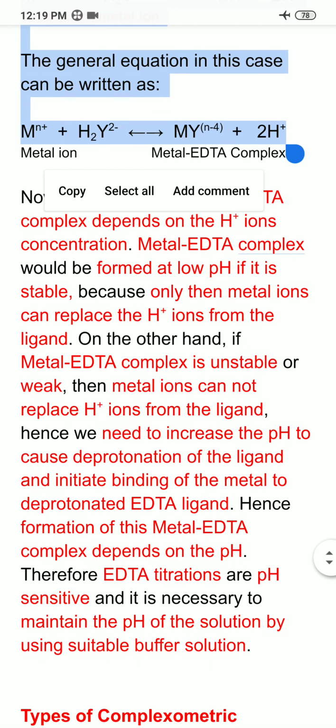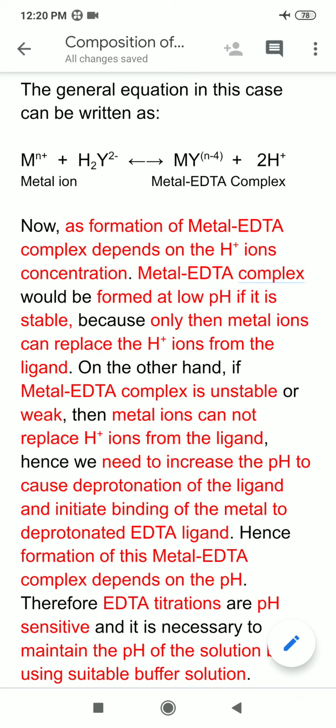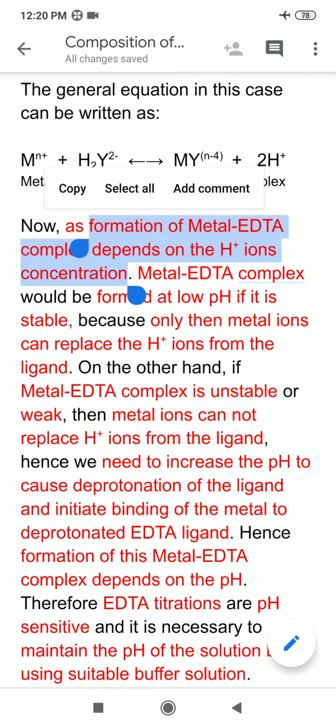Now you can see this equation is very important for understanding the effect of pH on EDTA titrations. You can see that the formation of the metal EDTA complex depends on hydrogen ion concentration. How? This I told you earlier. If the metal ligand complex is stable, then that can be formed under acidic conditions, and if the metal ligand complex is unstable, then that would be formed only under basic conditions. So I can say that the formation of this metal EDTA complex depends on the pH, or I can say on hydrogen ion concentration.